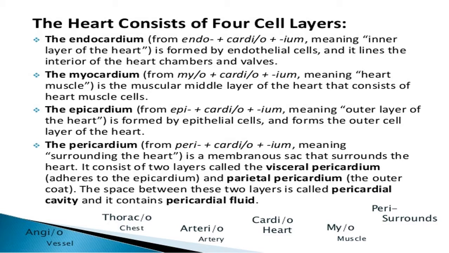The pericardium, that is the membranous sac that surrounds the heart, it consists of 2 layers called visceral pericardium and parietal pericardium. The space between these 2 layers is called the pericardial cavity, and it contains pericardial fluid.